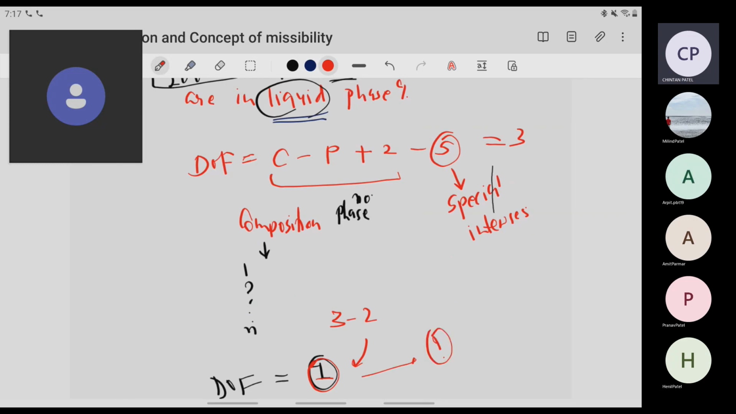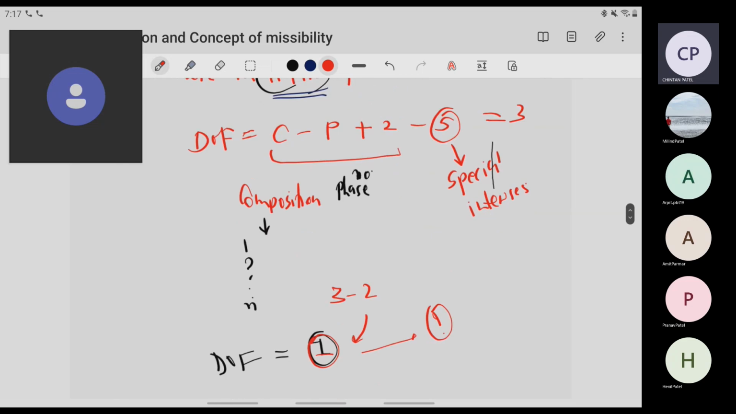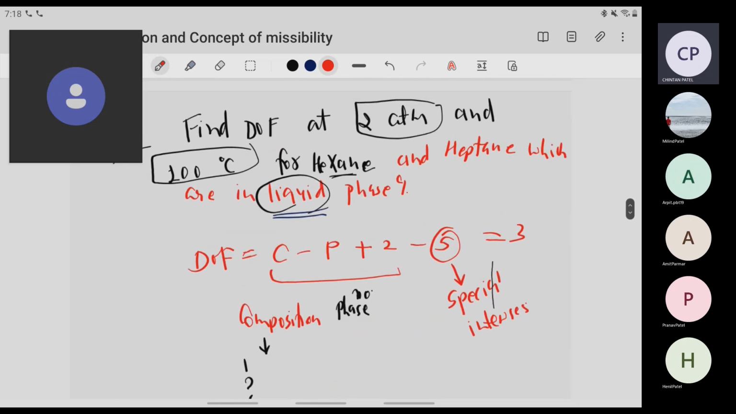So here we already know the temperature, we already know the pressure. Then which one substance is required here to define this system? Can anybody tell? I know for this hexane heptane mixture which is in liquid phase at a given temperature and pressure, so I can define this system.